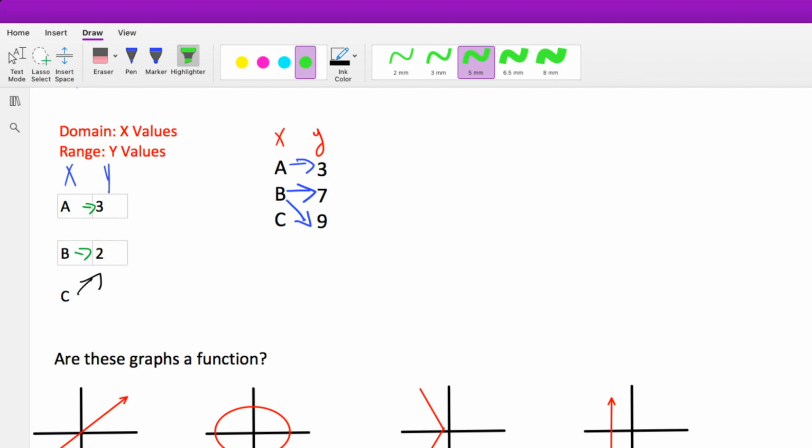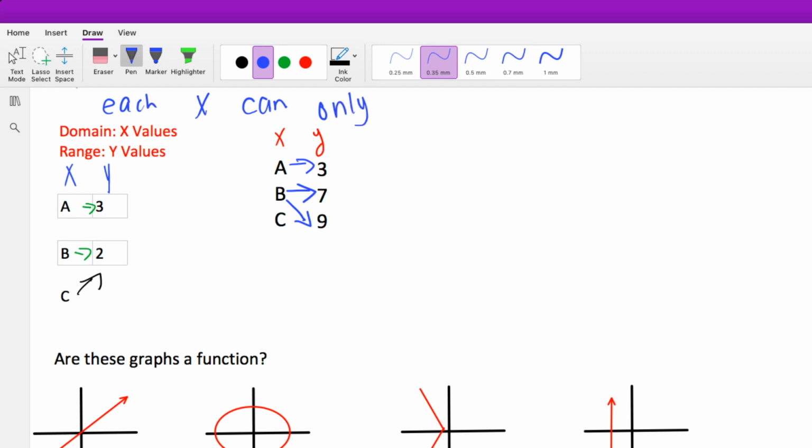Let's see, do we have a function here, yes or no? What is the definition? Each x can only have one y. I'm going to write it back up here. Each x can only have one y. So let's see, does this work here?